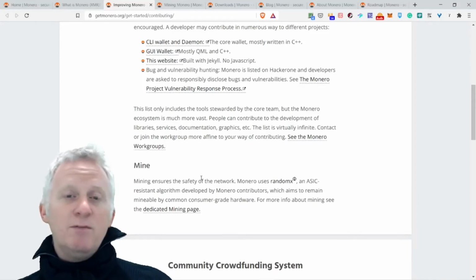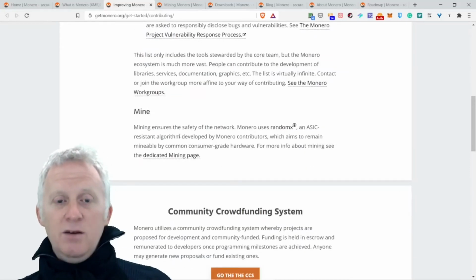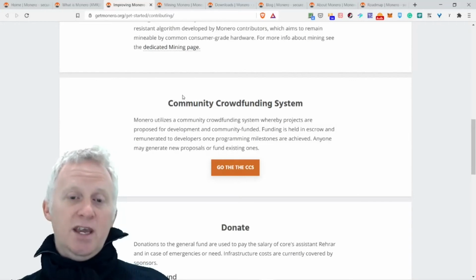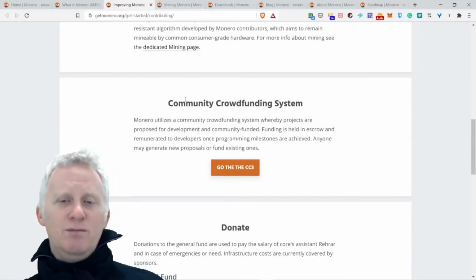So you can even mine it if you want. Mining ensures the safety of the network. Monero uses RandomX, an ASIC-resistant algorithm developed by Monero contributors, which aims to remain mineable by common consumer-grade hardware. For more info about mining, see the Ethical Mining page. And if you want to, you can go to the Monero community crowdfunding system.